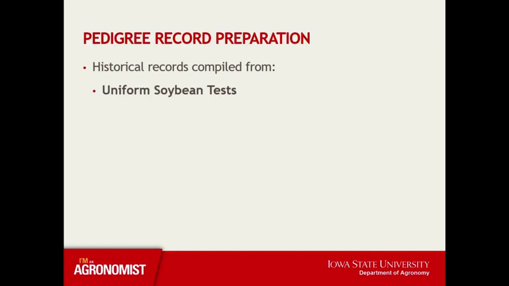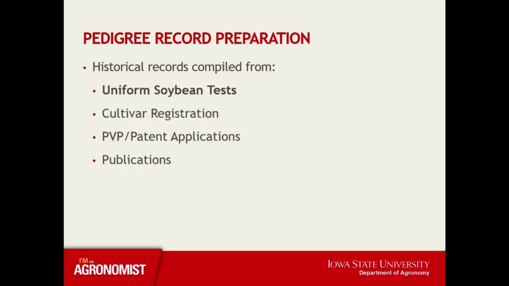These pedigree records were compiled primarily from the uniform soybean tests, but we had to go into other sources to be able to fully connect the family tree that we were designing for soybean. So to do this, we looked at cultivar registration papers. JPR, the Journal of Plant Registration, is a recent journal that's taken this function out of Crop Science and other papers and put it in a central place.